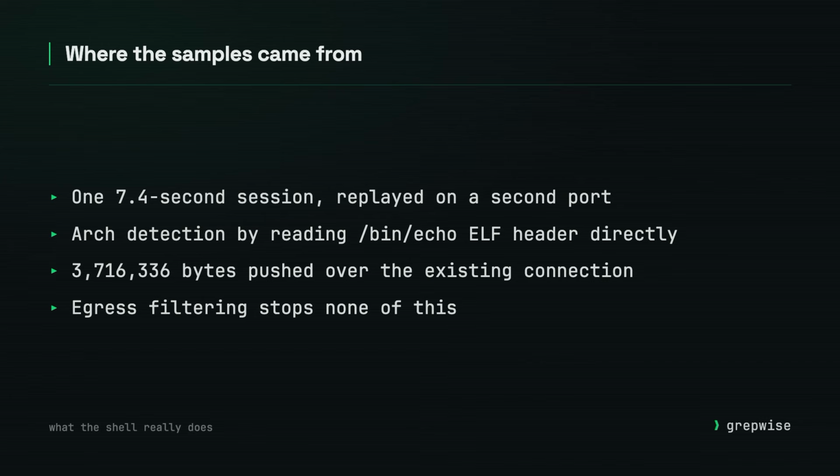The third pushed 3,716,336 bytes straight down the open SSH channel into a temporary file. No outbound connection needed. Egress filtering that blocks HTTP does nothing here. 11 files remained when the session closed.